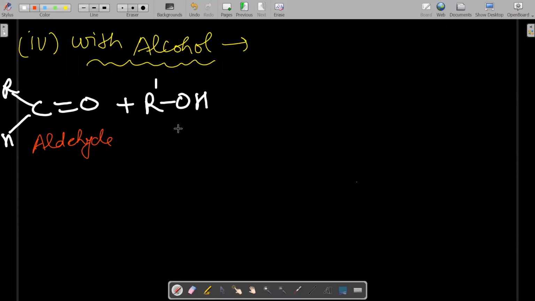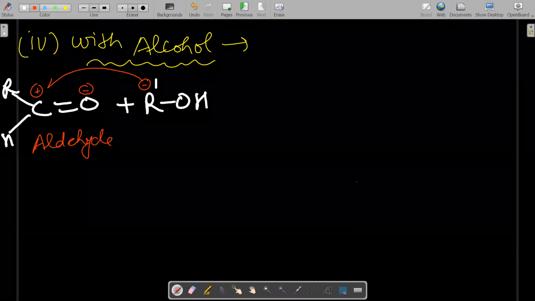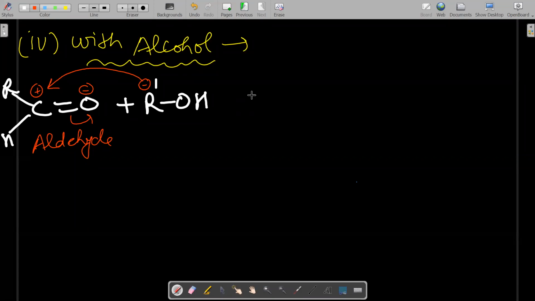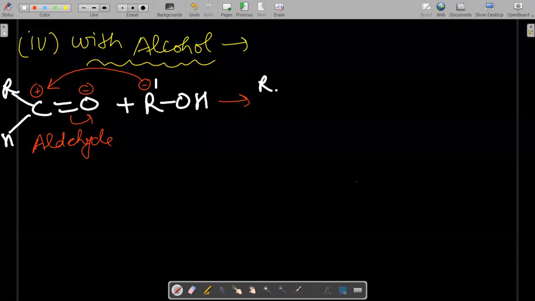Aldehyde reacts with monohydric alcohol. Again the mechanism is the same, because you already know that in this case the alcohol attacks, same mechanism. So what product do you get?